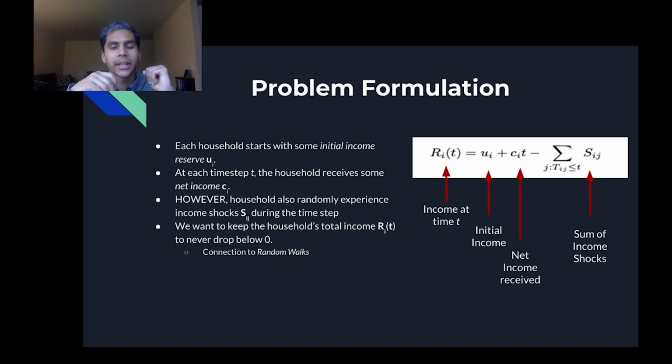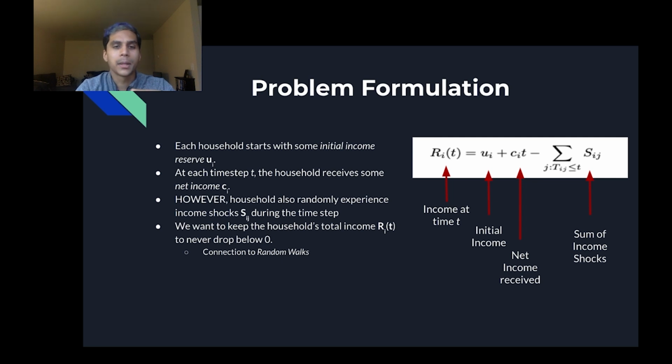And if you look at this and think about it for a few seconds, it has a lot of connections to random walks. You start with some initial step, you go up, you might go down if you experience some income shock. And the idea is to always stay above that line, y equals 0. You never want to go into a negative income value.